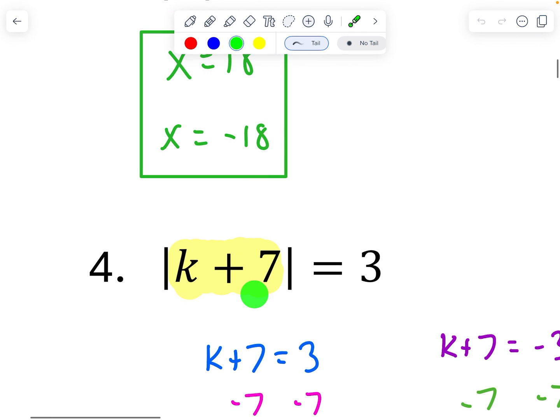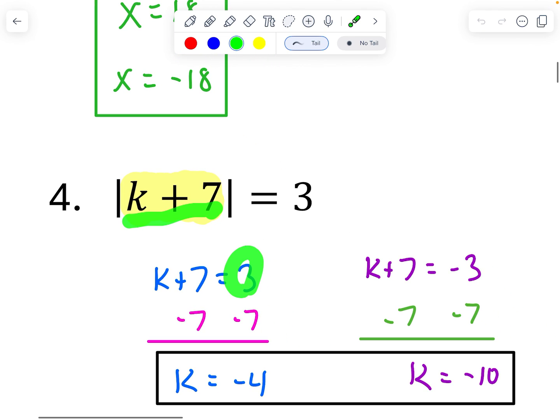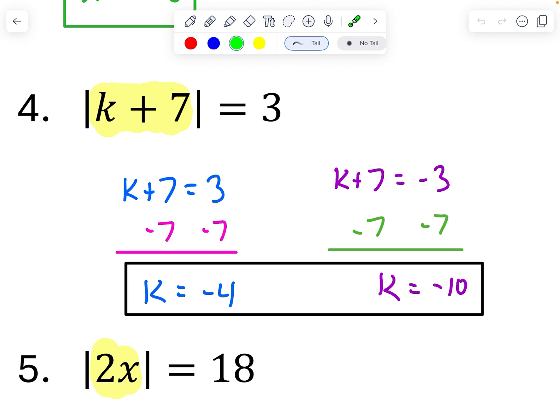On all these problems, I've highlighted the part that's inside the absolute value, because this is the thing that will be a distance of 3 from 0. So this number right here, whatever it is, is 3 from 0 on a number line. That means we can either find when this equals 3, or find when this equals negative 3. If this equals 3, then the absolute value of it, or the distance from 0, is 3. If this equals negative 3, then the distance from 0 is still 3. So you set up two different equations like this, and you solve them both.